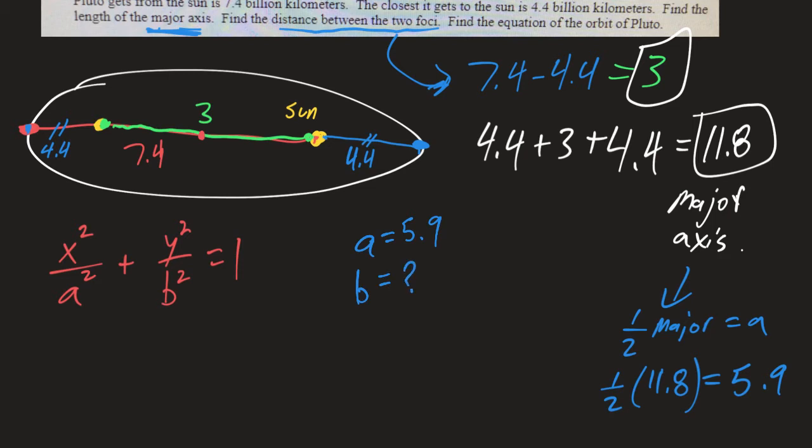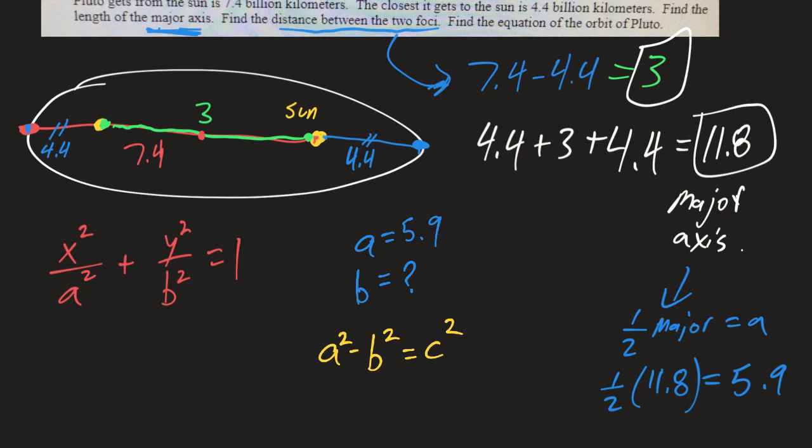Now, b is a little bit trickier, because we don't really have a measurement for it yet, and I have no idea how wide my ellipse is. So we're going to rely on the formula that connects the major and minor axes together, and it goes a squared minus b squared equals c squared. This is the relationship between the major axis and the minor axis.